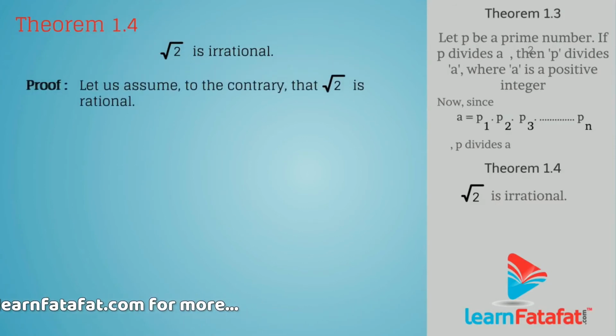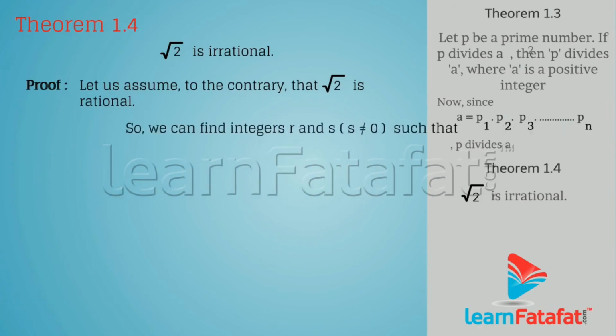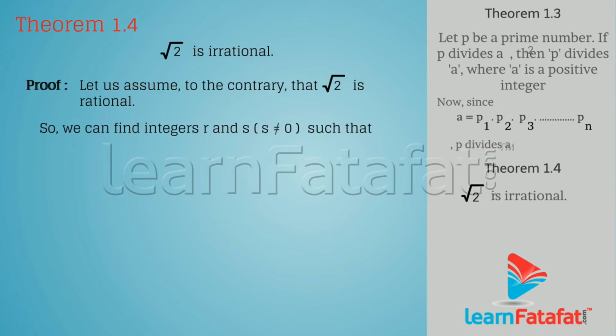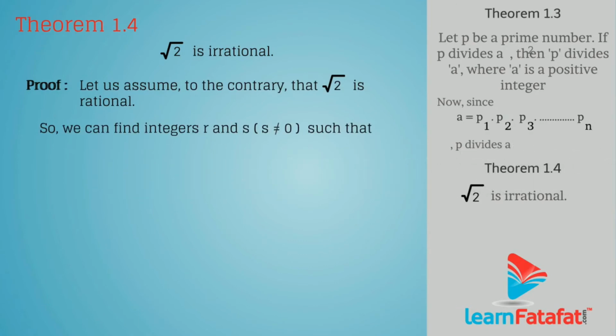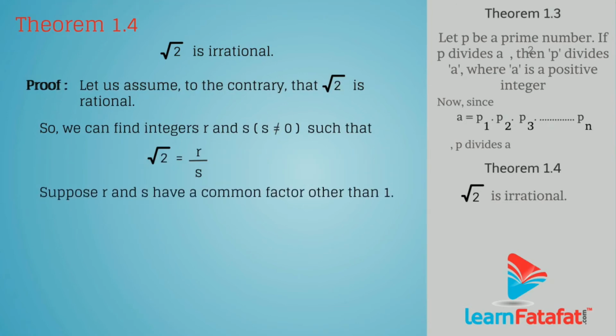Proof. Let us assume to the contrary that root 2 is rational. So, we can find integers r and s, where s is not equal to 0, such that root 2 is equal to r by s. Now, suppose r and s have a common factor other than 1.